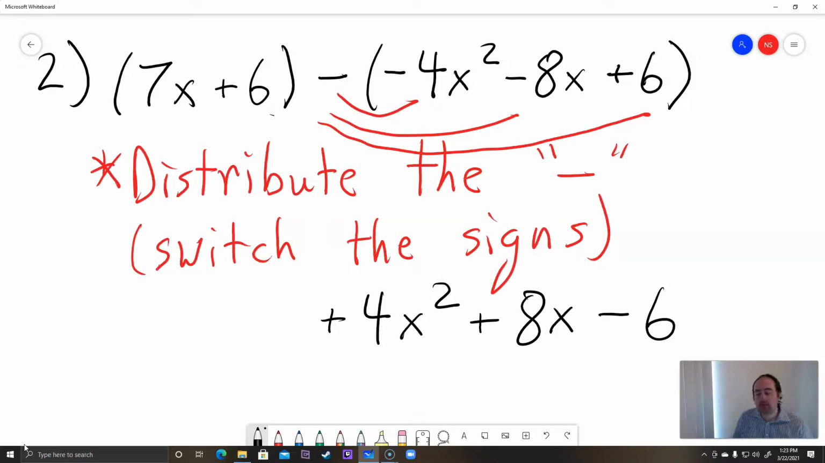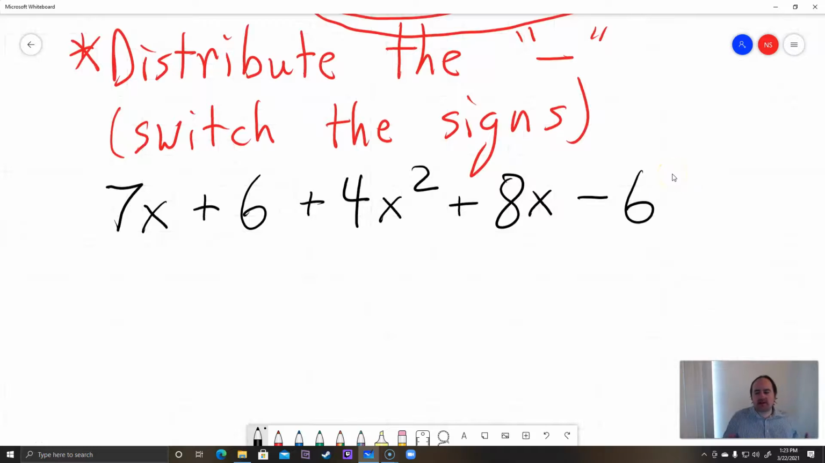But the first polynomial didn't have a minus in front of it. So for that one, there's no minus to distribute. The first polynomial is still going to be 7x plus 6. And after you distribute the minus like that, you can get rid of the parentheses, because at that point you're just adding. So it's just like the last problem now.